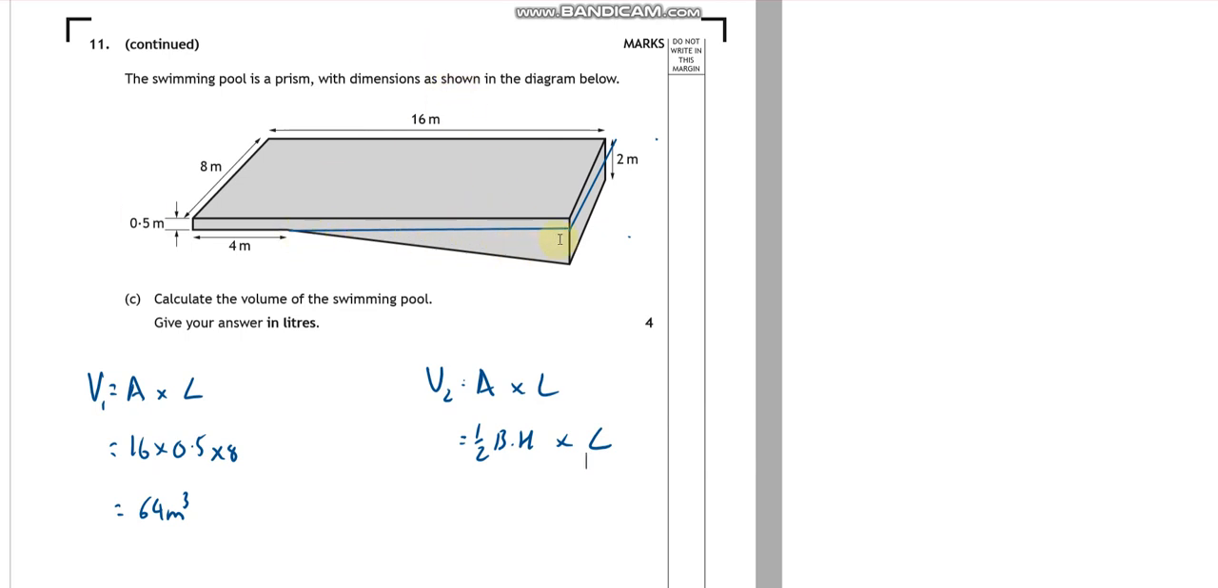So what's the base of the triangle here then? Well, that's 4 and that's 16, so it's going to have to be 12 in here. So that is 12 from there to there. So a half times 12. And what's the height of our triangle? Well, the full depth of the pool is 2, but this depth is 0.5. So that means that this bit is 1.5, isn't it? Because 1.5 plus the 0.5 has to equal 2. So times that by 1.5, and then times that by the 8 again.